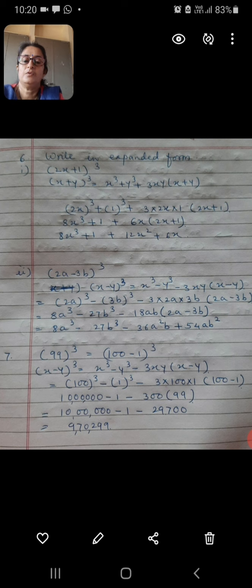Next, using the same identity, we are going to find out 99's cube. So what is 99? If you split the number, you will get (100 minus 1) cube. So 100 we are going to consider as x and 1 as y. And replacing 100 with x and 1 with y, we will get 970299 as 99's cube.